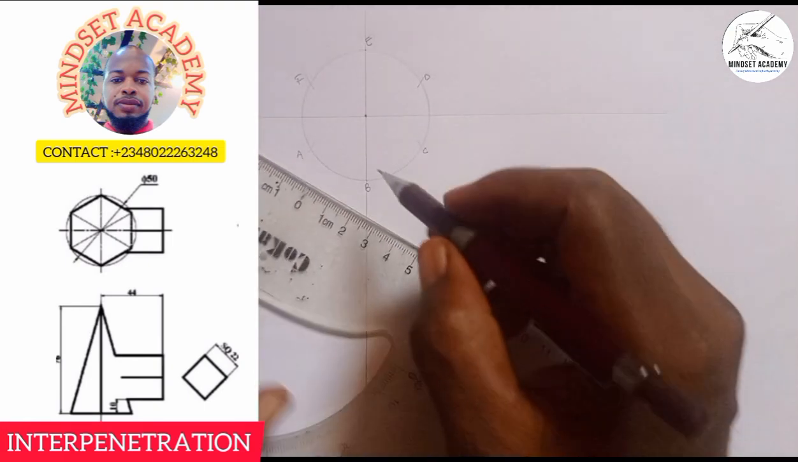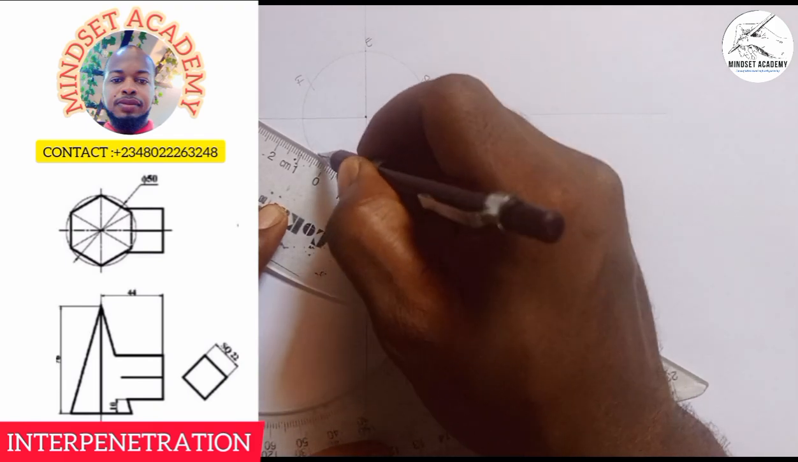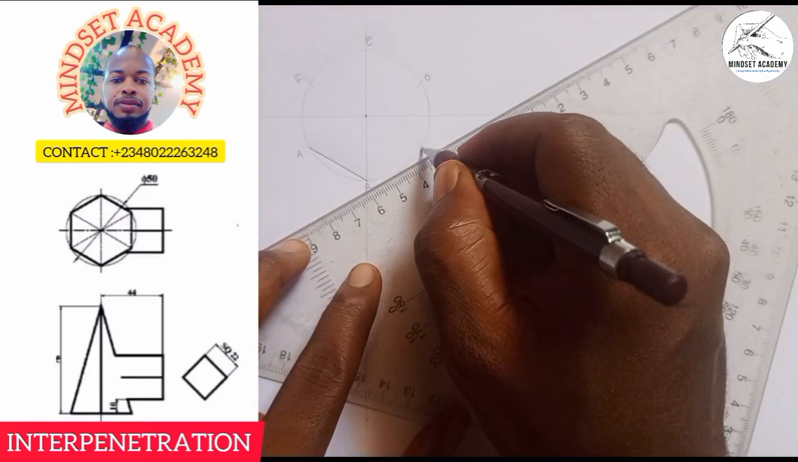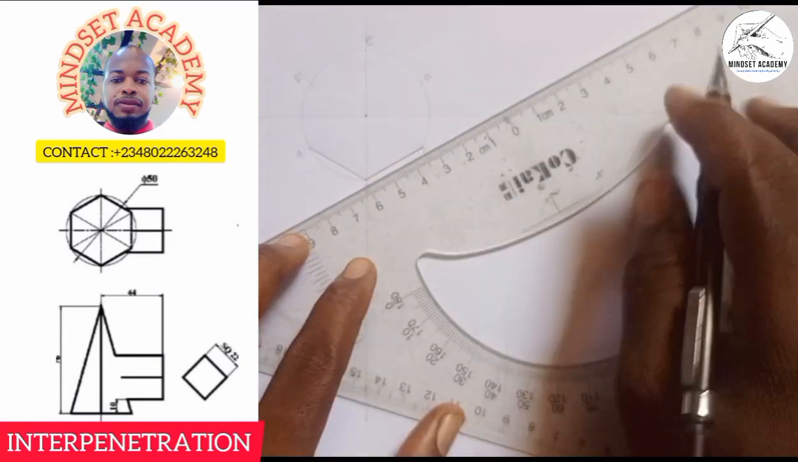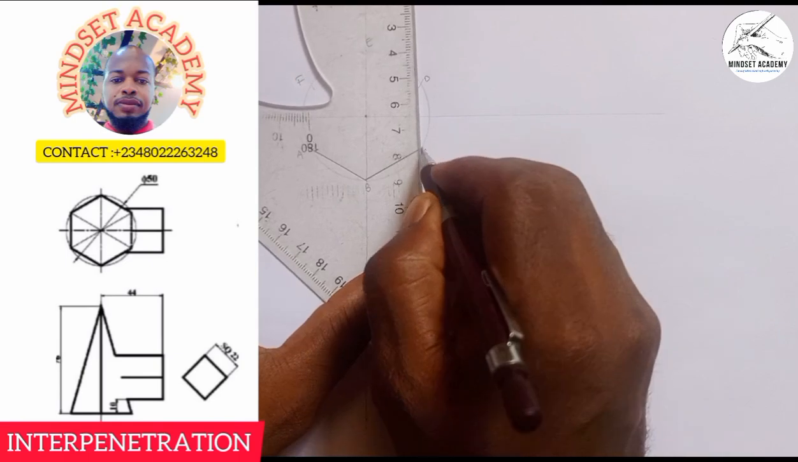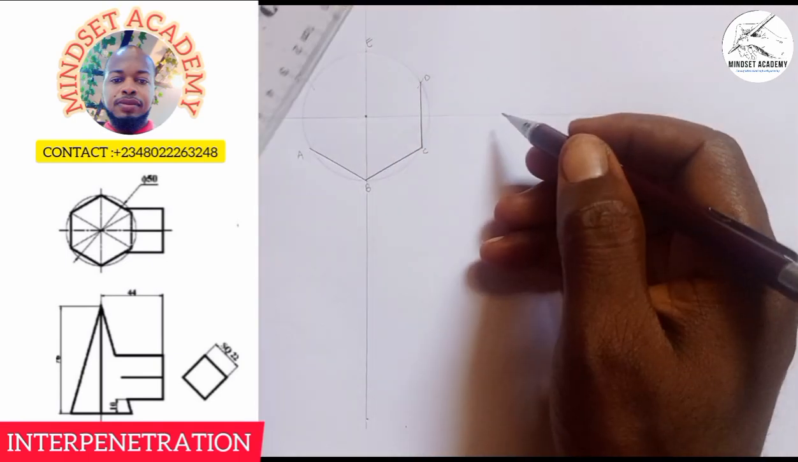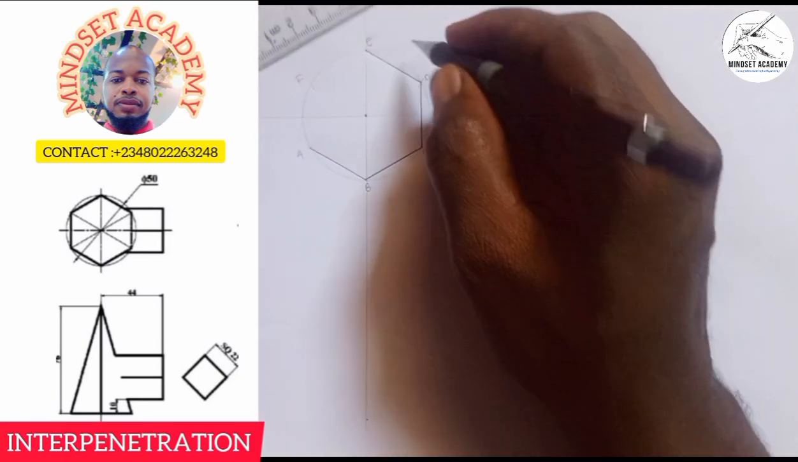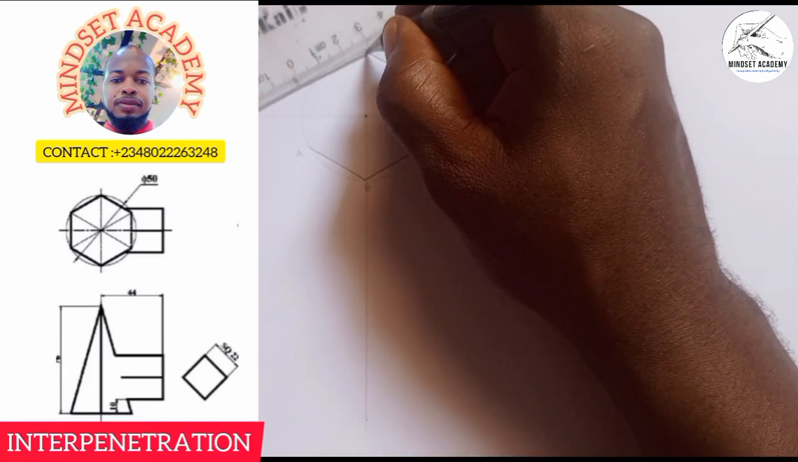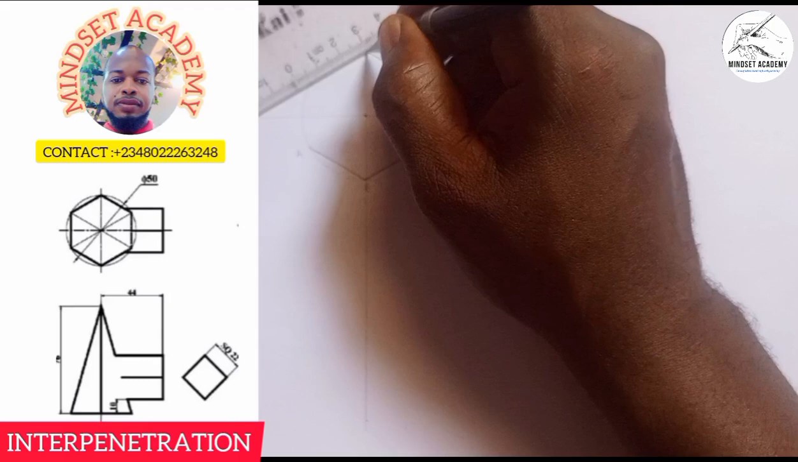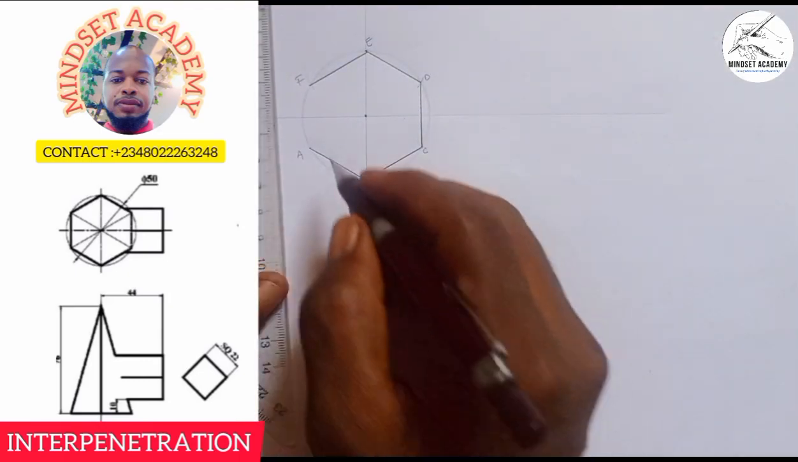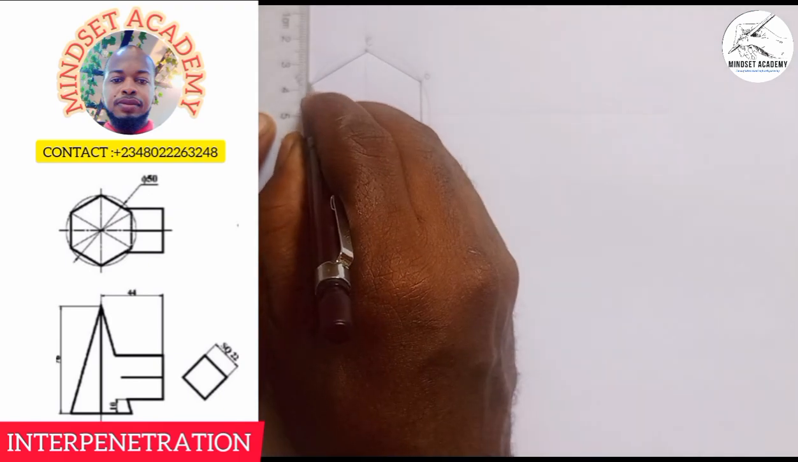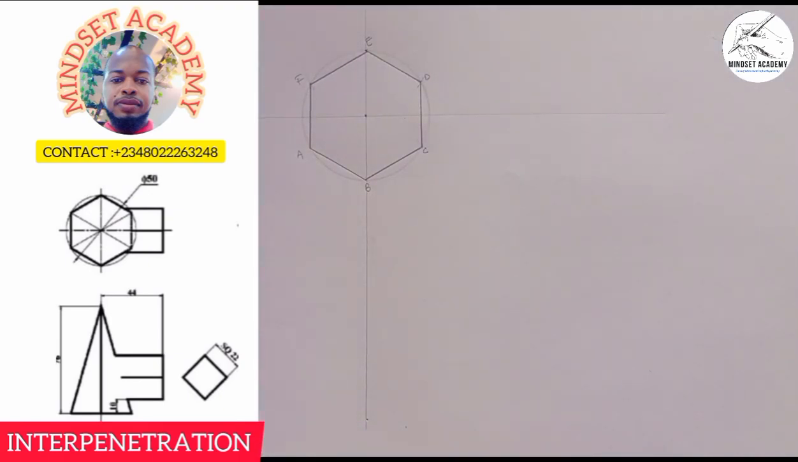I'll join them together. I join from A to B, from B to C, from C to D, from E to D, from F to E, and from A to F. Can you see that? Now we move forward. Is that okay? That is my hexagon. You can use your faint line first of all.